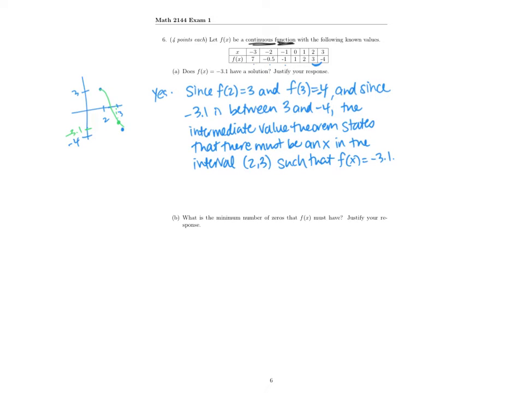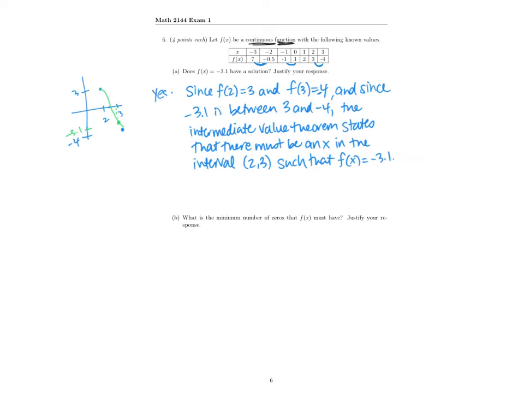Okay, and then the second question is asking us, what is the minimum number of zeros that f of x must have? Again, we're going to employ the intermediate value theorem. I'm going to look up here in my table for intervals that switch signs, so I'm looking for y values on either side of 0. I go from positive 7 to negative 0.5 on the y values. This one stays negative, but then I go from negative y values back up to positive, positive, positive, and then I switch back down to negative.